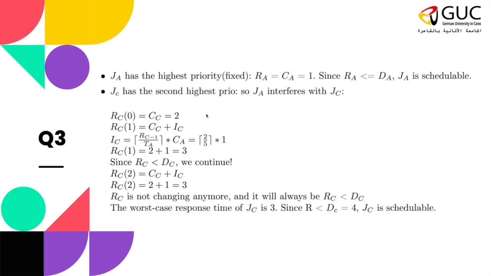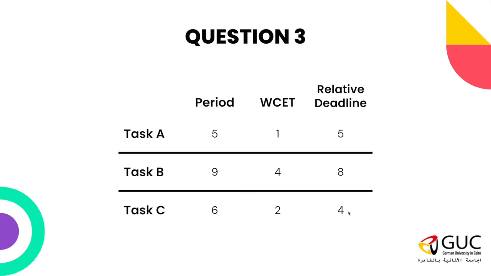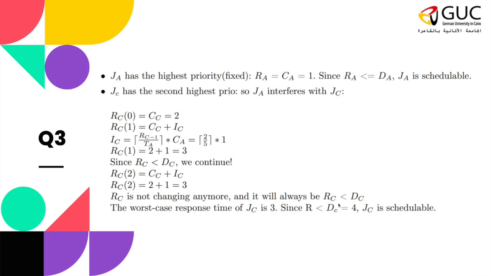We calculated its response time and we found out that the last two iterations resulted in the same value, 3 and 3. Therefore, we stopped and it is schedulable since 3 was less than the deadline of task C. If you want to know the deadline of task C, it was 4. So 3 is definitely less than 4. Okay, the worst case response time of C is 3, since R is less than D_C, which is equal to 4, or less than or equal.